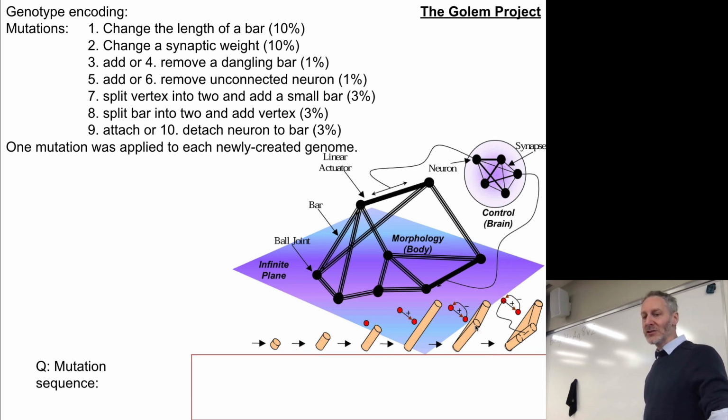Let's jump ahead to this one, to this one. You'll notice something special has happened here. What's happened? The brain is connected to the body. Okay, how so? What mutation operator caused that to happen? Number 9, attach neuron to bar. Yeah? So we're going to attach this neuron to this bar.